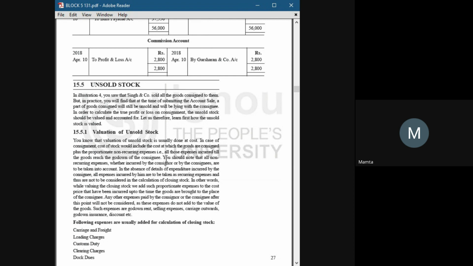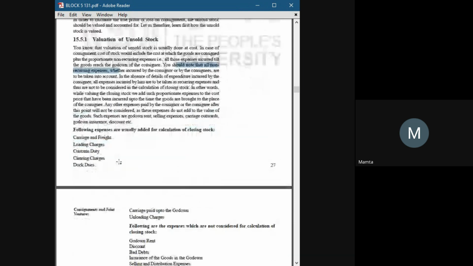All those expenses incurred till the goods reach the godown of the consignee, you should note, are non-recurring expenses, because those are one-time expenses. The following expenses are usually added for the calculation of closing stock.